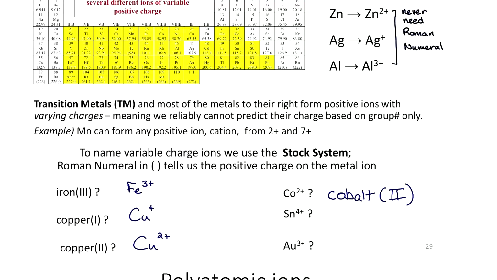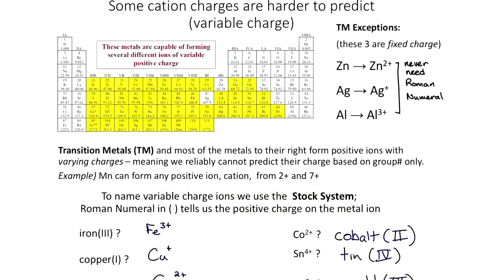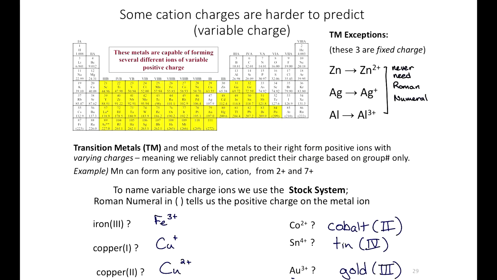Sn, what element's that? Tin. Can we just write tin ion? Nope, we gotta say tin 4 because tin can adopt different charges. It could be tin 2, tin 4, so we have to tell the reader what it is. And the last one, what's that? Gold, so this is gold 3 because gold 1 also exists. Everything highlighted here is variable charge, so I like to just remember it's everything in the middle of the periodic table except for a few things.